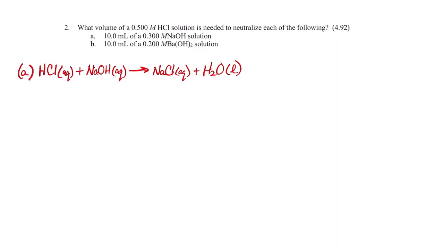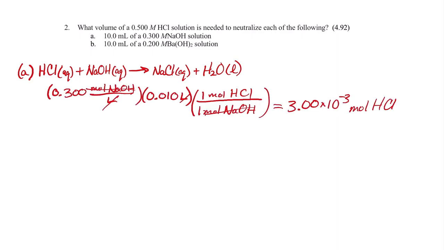In the next problem, we have a known concentration of hydrochloric solution, and we want to know what volume would be needed to neutralize each of the bases, sodium hydroxide and barium hydroxide, both strong bases. So let's look at letter A. We have hydrochloric acid reacting with sodium hydroxide to create sodium chloride and water. And I see that this is going to be hydrogen chloride and sodium hydroxide in a 1-to-1 ratio.